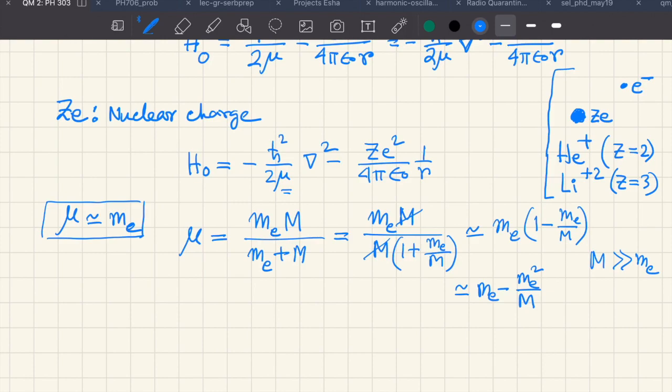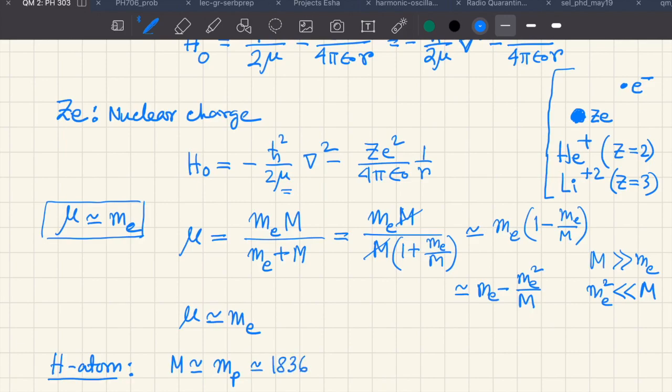Therefore, of course, your mu should be roughly represented as me, simply because me square by M is much less than the mass of the electron. For example, if you take the example of the hydrogen atom, where the nucleus is a single proton, there you have the mass of the proton, which is basically 1836 times the mass of the electron. So you can easily see how heavy a proton is.